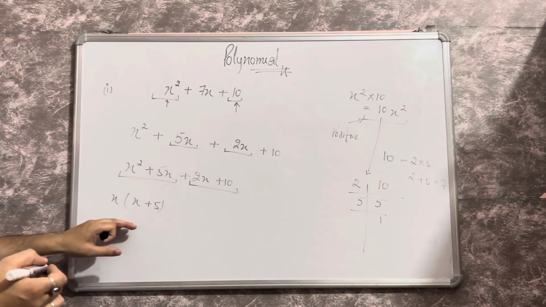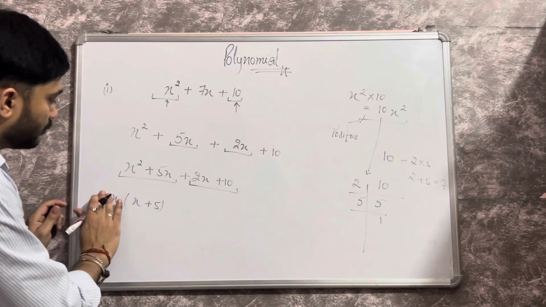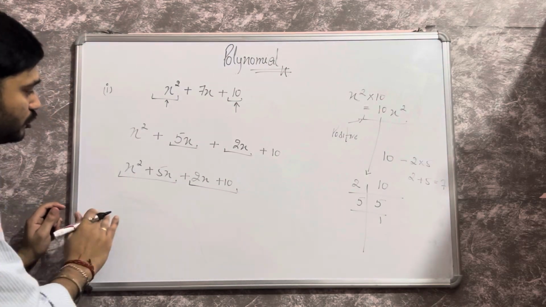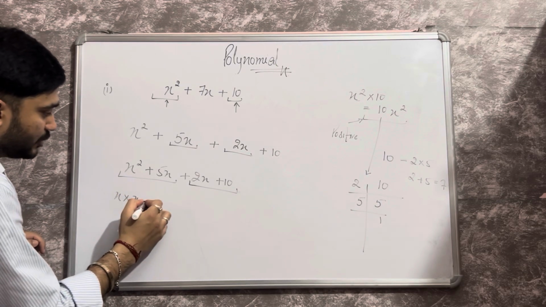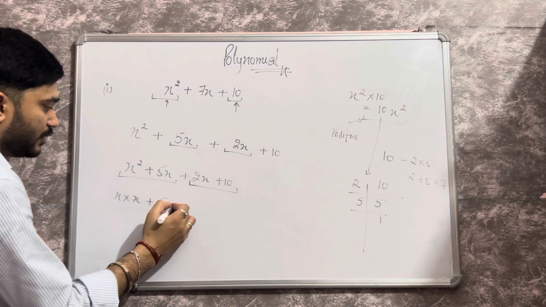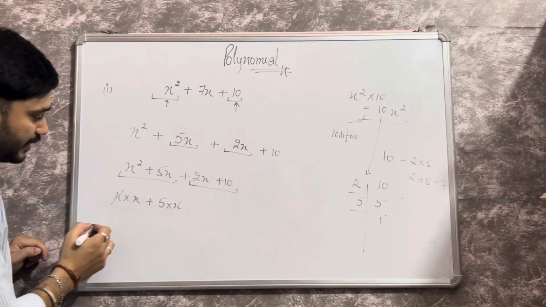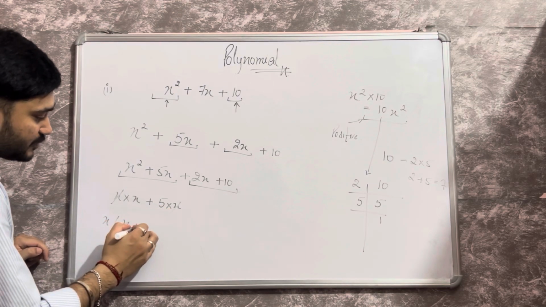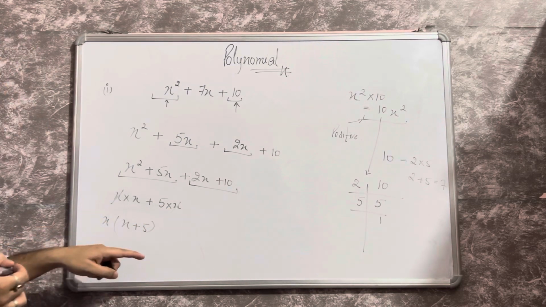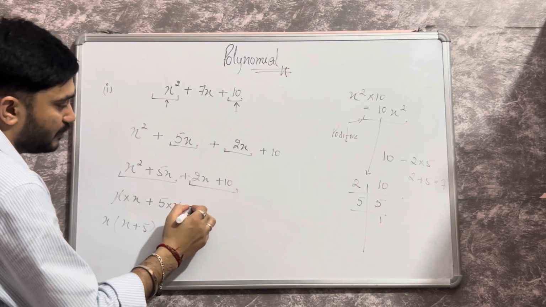A lot of students have some problem with taking common. So I am going to show you an easy way. How can we write x square? That is x into x, and 5x is 5 into x. Which number is the same here? x and x. Cut it out and take it as common. Which numbers are left? That is x plus 5. Write it as it is. Any doubt?